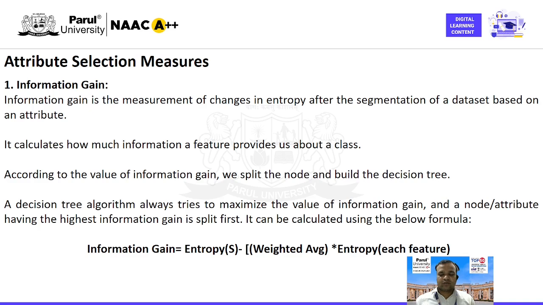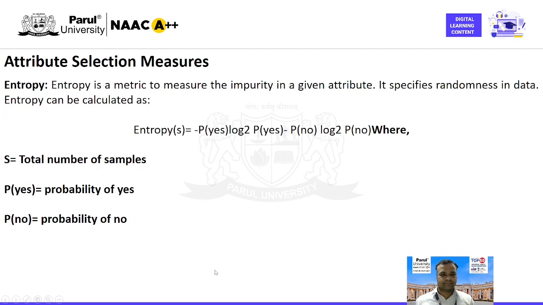It can be calculated by using this formula. Information gain is equal to entropy of S, where S is the complete data set, minus the weighted average times the entropy of each feature. So that is the formula to calculate the information gain.